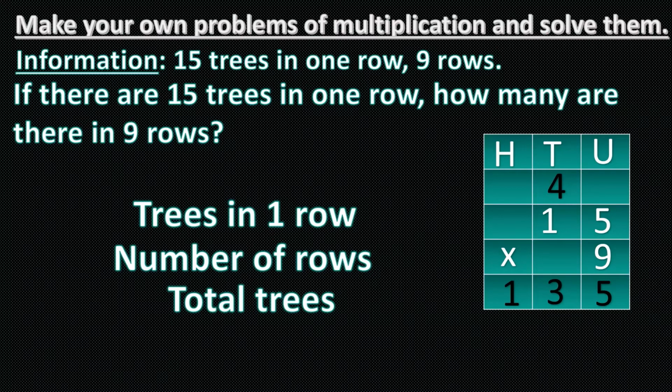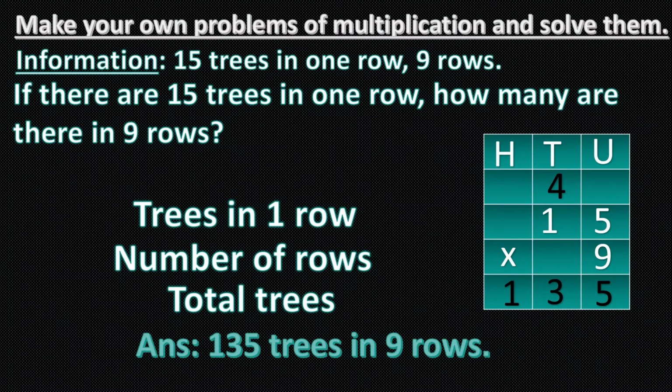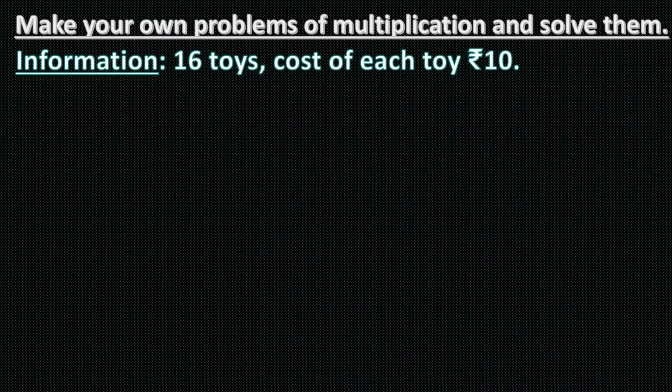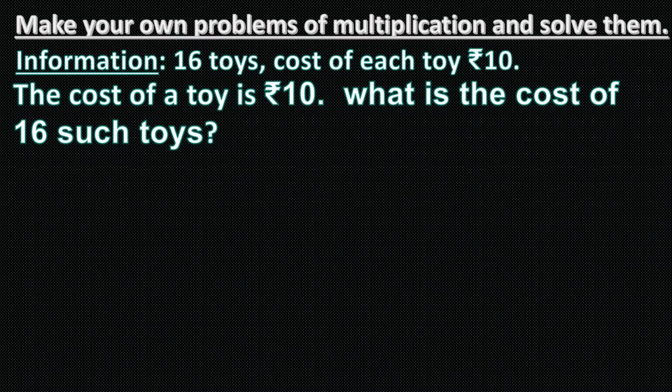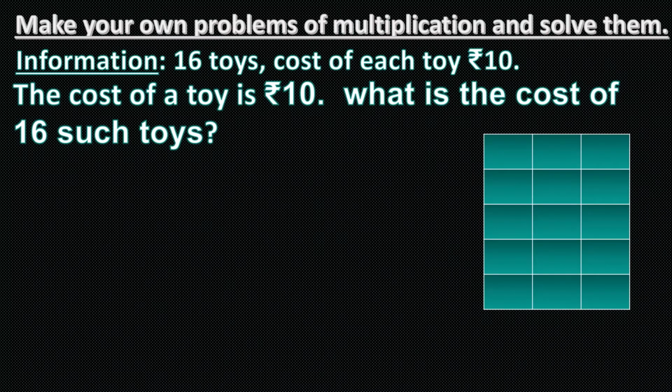Total trees. The final statement will be 135 trees in 9 rows. Next, the given information here is 16 toys. Cost of each toy rupees 10. We have to frame the question. The cost of a toy is rupees 10. What is the cost of 16 such toys? Draw the columns, write hundreds, tens, units.